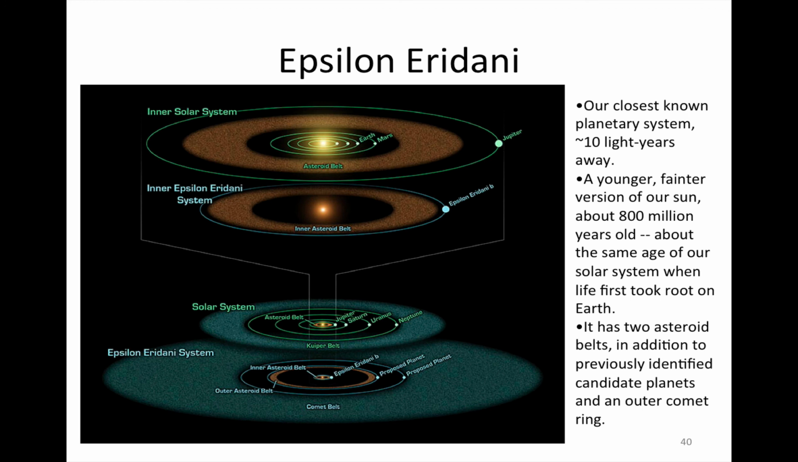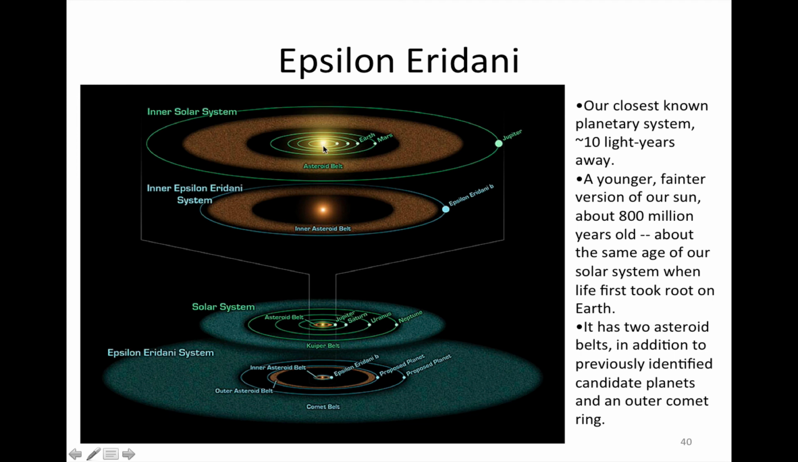Continuing in the science fiction vein, Epsilon Eridani is supposed to be Vulcan, Spock's homeworld, and it turns out to have a pretty similar system to us. Epsilon Eridani is our closest known planetary system, only 10 light years away, which in the Star Trek universe accounts for the Vulcans and the humans getting along so well, because we're next door neighbors.